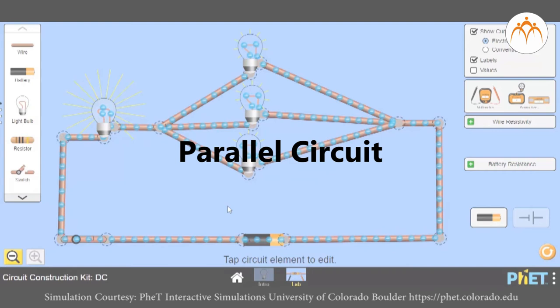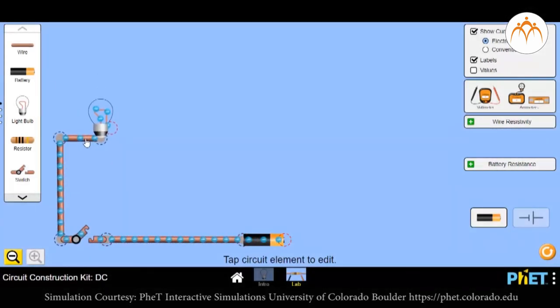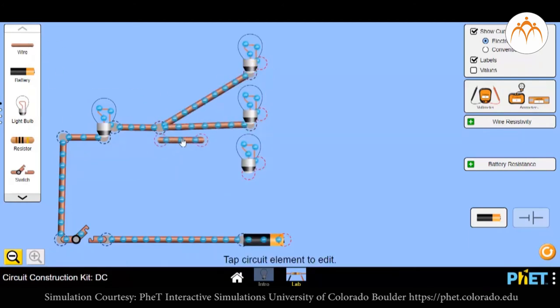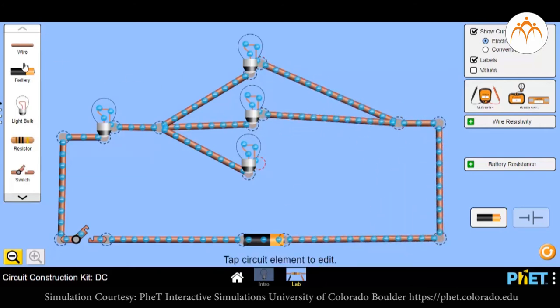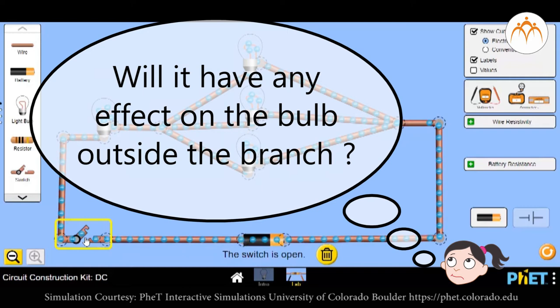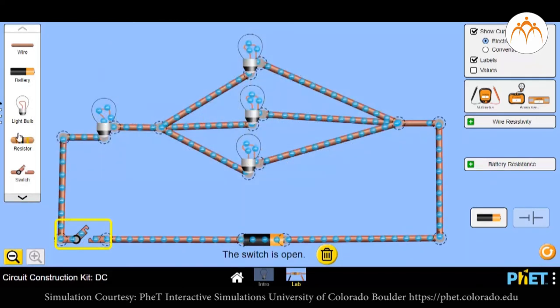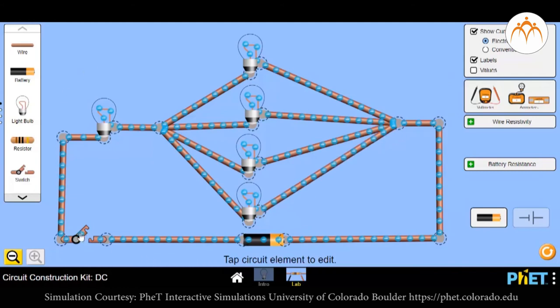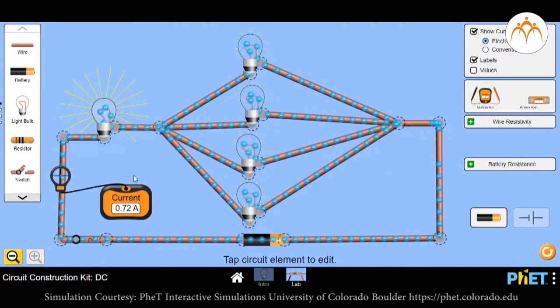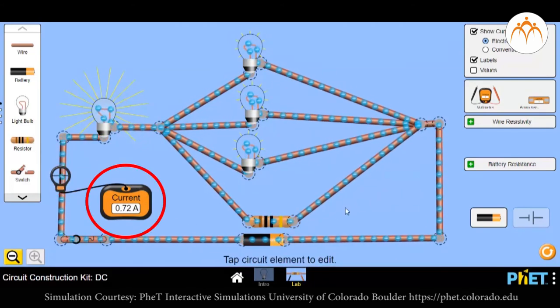Parallel circuit. Let's connect the three bulbs in parallel. We'll also connect an additional bulb outside these parallel branches so that the effect of addition or removal of those individual bulbs can be seen. What will happen if I add one more branch with a bulb added to it? Will it have any effect on the bulb outside those branches? When I add one more branch, the indicator bulb gets brighter. For a parallel circuit, as the number of bulbs or resistors is increased, the overall current also increases.